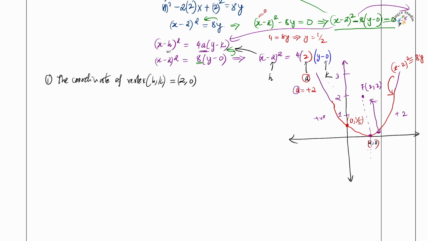Okay, so now the coordinates of the focus. The focus is given by (h, k plus a), so it can be written as (2, 0 plus 2), where our k value is 0 and our a value is plus 2. So it is just (2, 2), and we know the coordinates of the focus now.